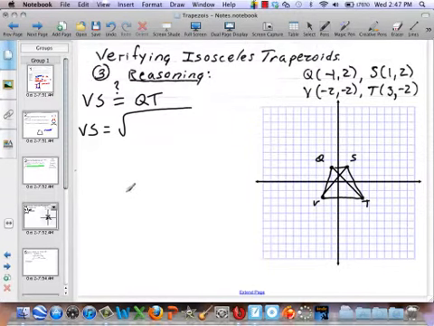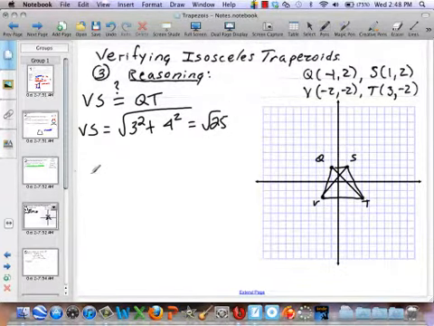All right, so let's find VS. Use the distance formula. How far is it to go from -2 to positive 1? 3. So that's 3 squared. How far is it to go from -2 to positive 2? 4. So 3 squared plus 4 squared comes out nice and perfect, so root 25, which is 5. That's a Pythagorean triple.